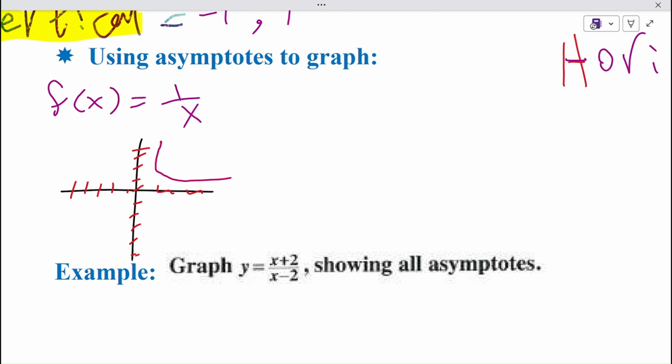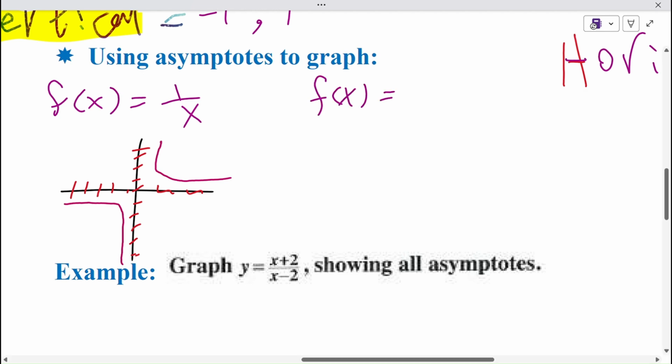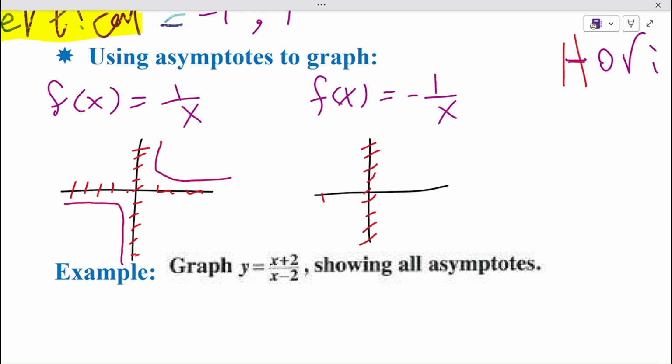Okay, what about the negative one? For the negative one, if we have f(x) is equal to minus 1 over x, this time again we have this graph, and we have vertical asymptotes and horizontal asymptotes. And about the graph, it's vice versa. The graph is here and the other one is here. This is about the graph for asymptotes.